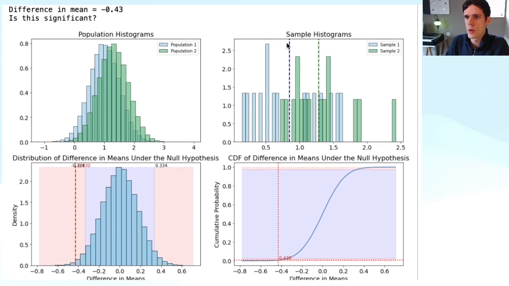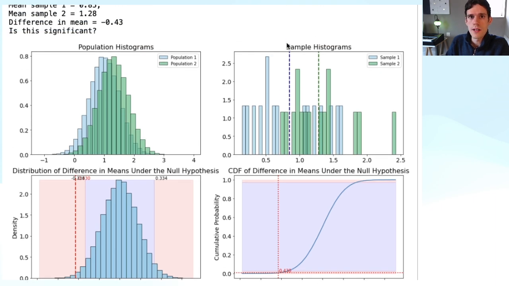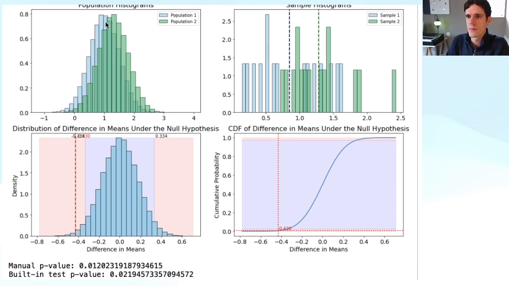Now, if we scroll up, then we see that for this particular pair of samples, the difference in mean is indeed minus 0.43. And this is even larger than the difference in means of the underlying populations, because for the populations, the difference was 0.3. So we see that a difference of samples that is larger than the difference of population means will lead us to conclude that there is indeed a difference in population means.